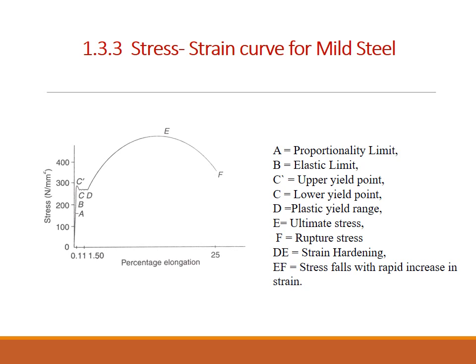Point B represents the elastic limit, the maximum stress up to which a specimen regains its original length on removal of the applied load. This stress in general is not measured and B is assumed to be coincident with A. C' represents the upper yield point and C the lower yield point, the stress at which there is a definite increase in strain without any further increase in stress.